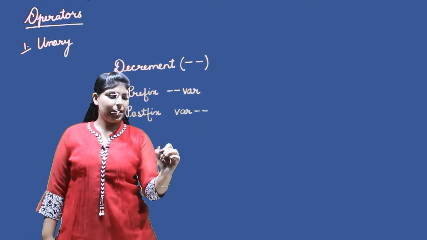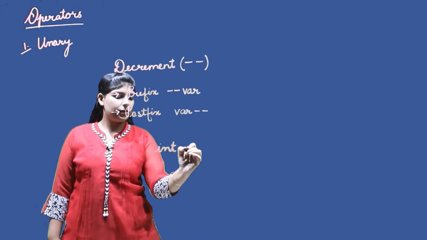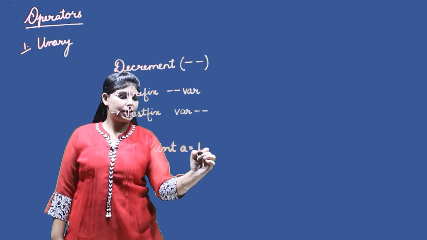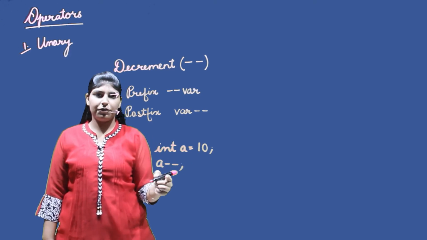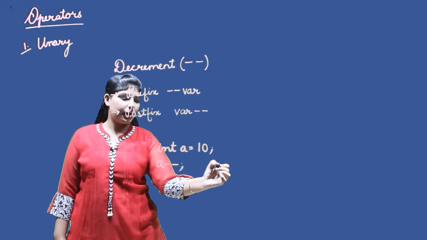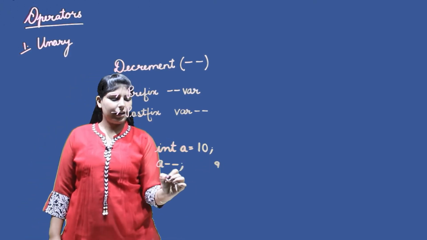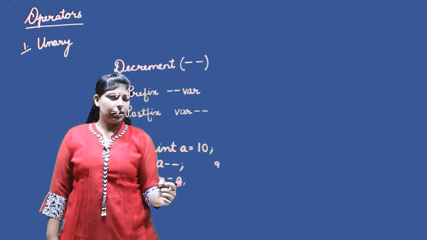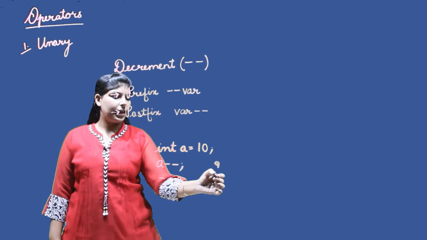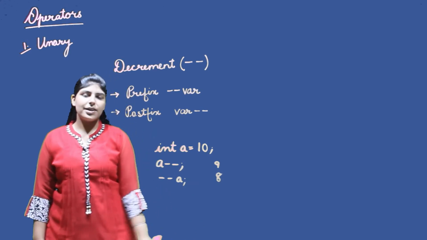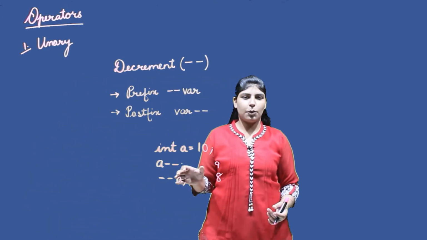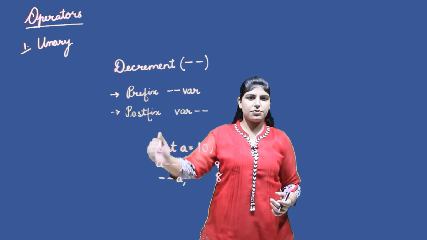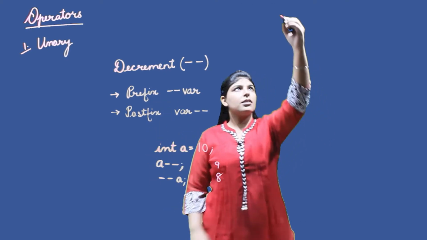Let's take an example. I have a variable A whose value is, let's say, 10. If I write A minus minus, the value of A will decrease by 1. A becomes 9 here. Again, if I write minus minus A, the value will be further decremented. A becomes 8. Now let's take an example where we are performing sum and other operations along with the decrement operator. So the prefix and postfix notation make a difference.